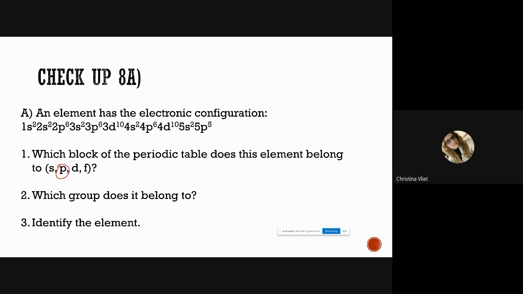Which group does it belong to? If it's 5p5, that means it's here, right? What group is this? Yeah, so you could say 17 or you could say halogens. Identify the elements. I do think this is easier than you did it, by the way. Okay.